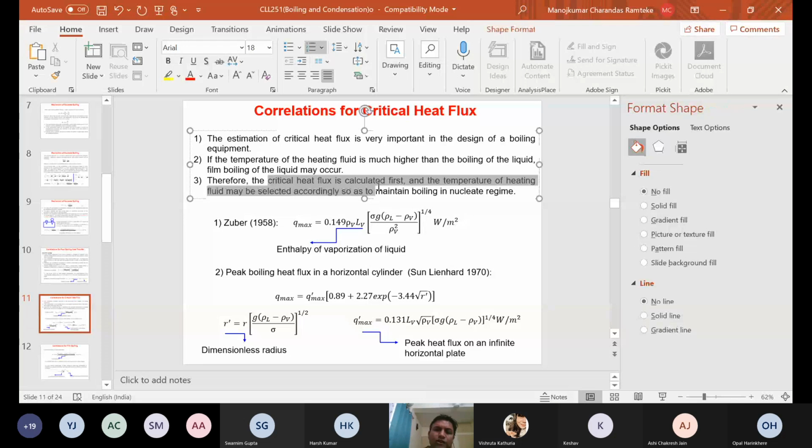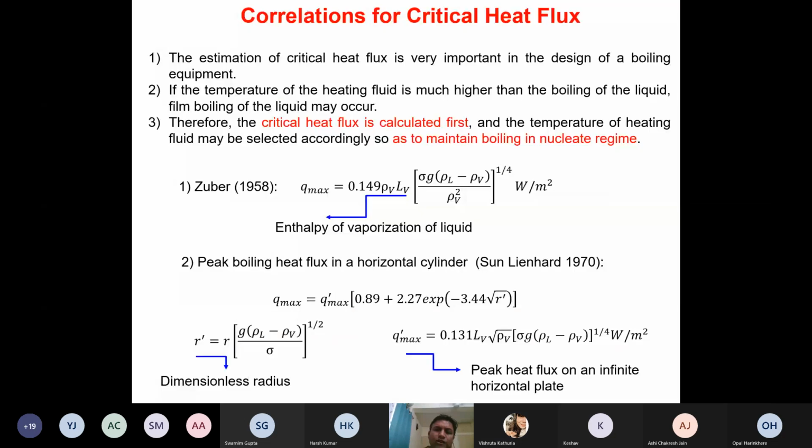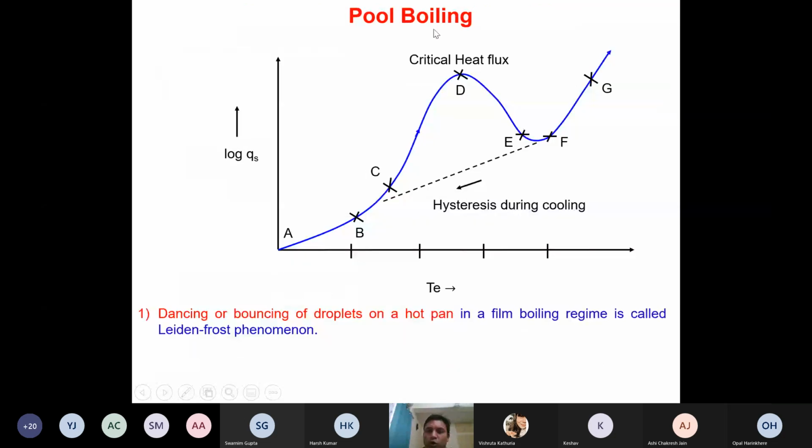One correlation is given by Zuber. Again, the Qmax is nothing but the critical heat flux or the maximum heat flux corresponding to this maxima, corresponding to this point D. The heat flux is Qmax. So Qmax is given as 0.149 rho V LV, [sigma g (rho L minus rho V) divided by rho V squared], and this entire bracket is to the power 1/4, where Qmax is given in watt per meter square.